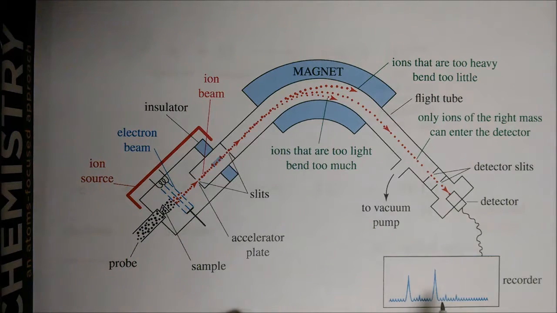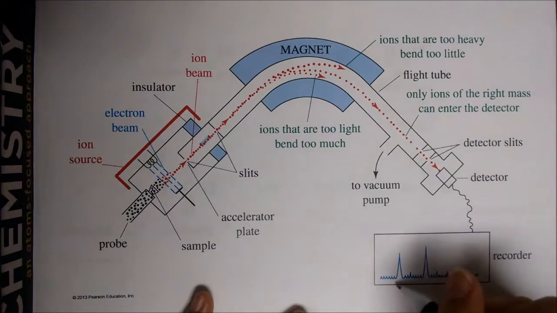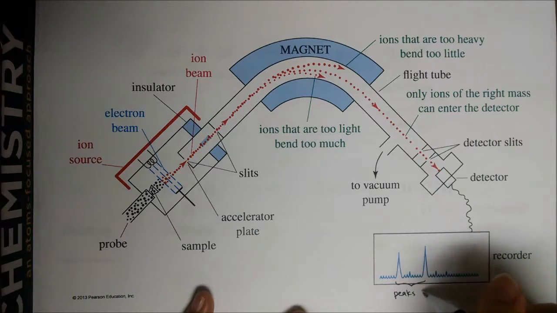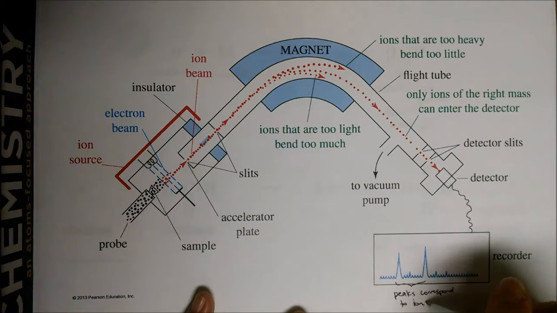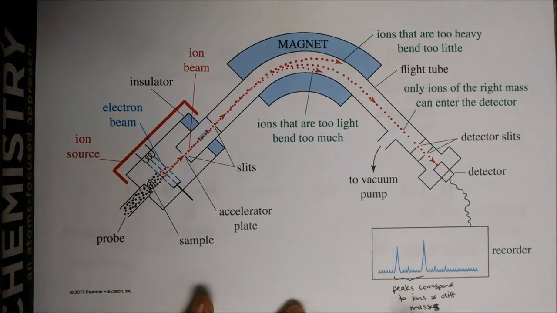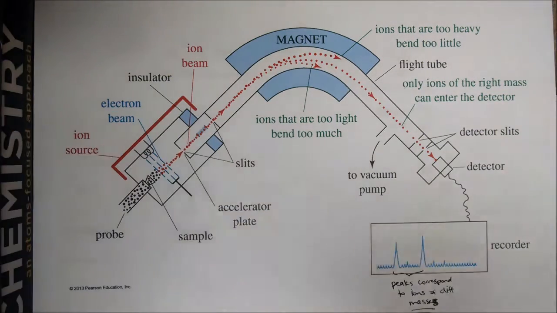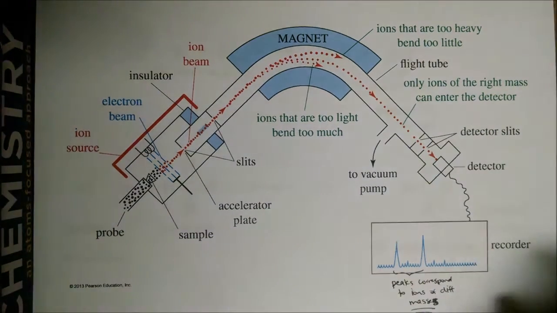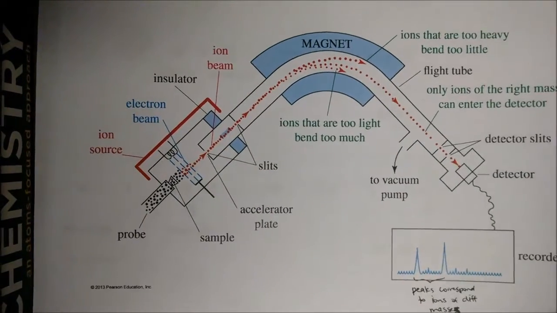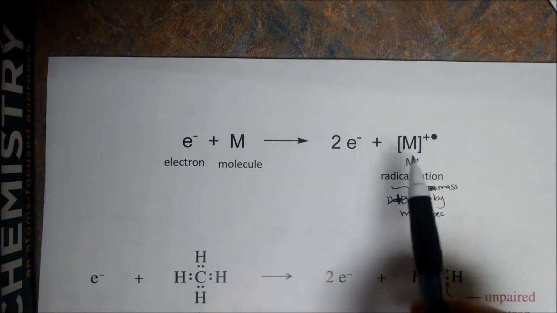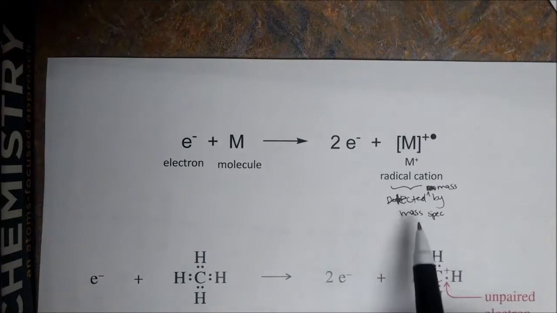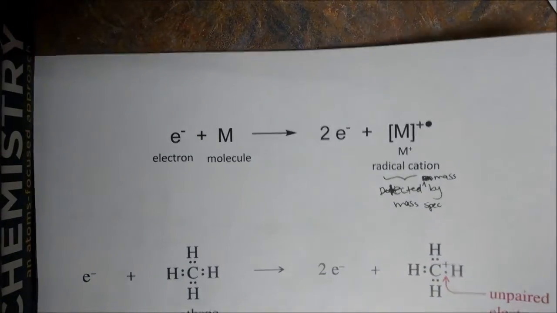So then we get little peaks like this that correspond to ions of different masses. So again, we are detecting things based on their mass. That's how we are detecting things. It's mass spectrometry. We make these ions by bombarding with electrons, we get this charged cation, and this is what we detect. We detect the weight of it, the mass of it.